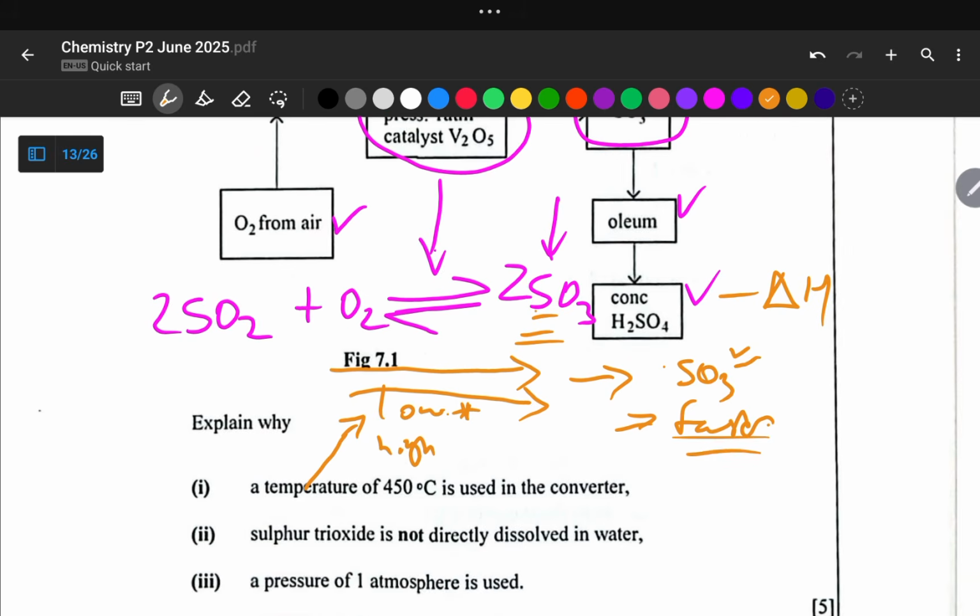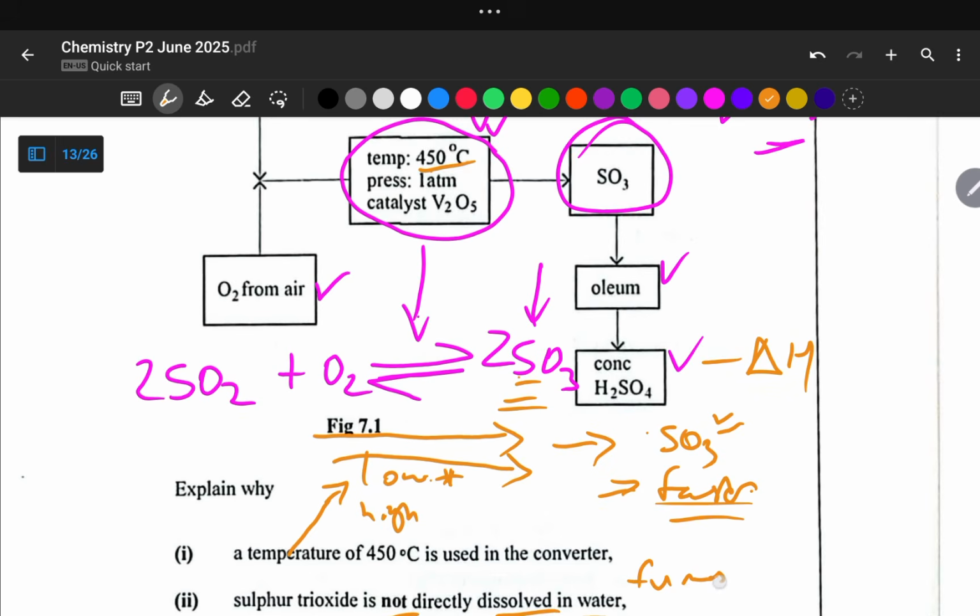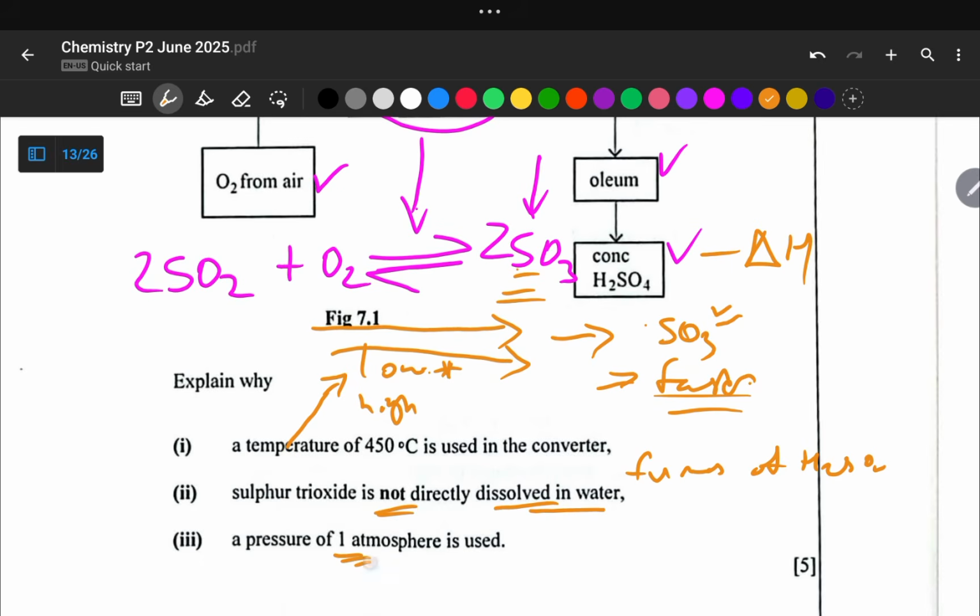And then why is sulfur trioxide not directly dissolved in water? Because it will form fumes of sulfuric acid which are difficult to condense, right? It is going to form fumes which are difficult to condense. And then a pressure of 1 atm is used.